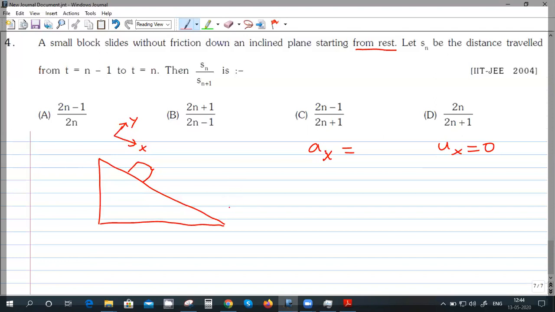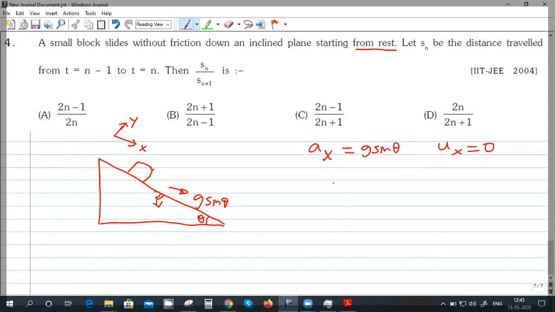10 meter per second, minus 10. No, that 10 is in the vertical direction. See, this is g. And what is this angle? Suppose I take this as theta. That will be 90 minus theta, right? So this down the plane will be g sine theta. So acceleration along x-axis is g sine theta.